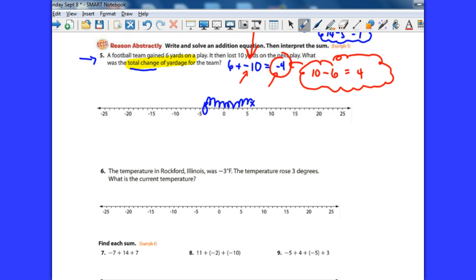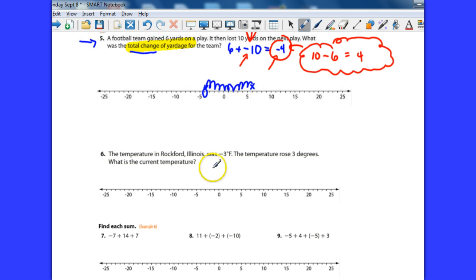Moving on down, let's finish these last few questions up here real quick. Here's another good question. It says the temperature in Rockford, Illinois was negative 3. So they started at negative 3. There's 0, 1, 2, 3. There's negative 3 right there. And then it rose 3 degrees. Okay, so it went plus 3. So from negative 3, it went up 3. It went 1, 2, 3. And look where it ends up. Negative 3 plus 3. It went to the right. Negative 3 plus 3 is 0.